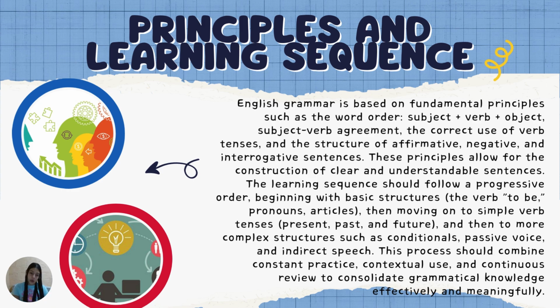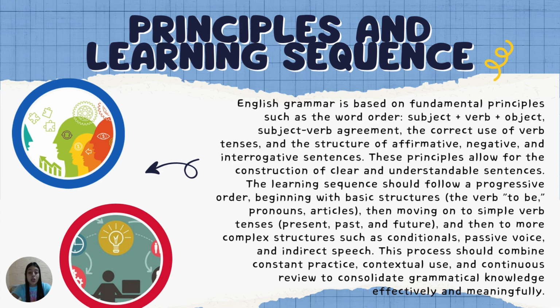Principles and learning sequence. English grammar is based on fundamental principles such as word order, subject, verb, object, and subject-verb agreement. The correct use of verb tenses and the structure of affirmative, negative, and interrogative sentences. These principles allow for the construction of clear and understandable sentences.